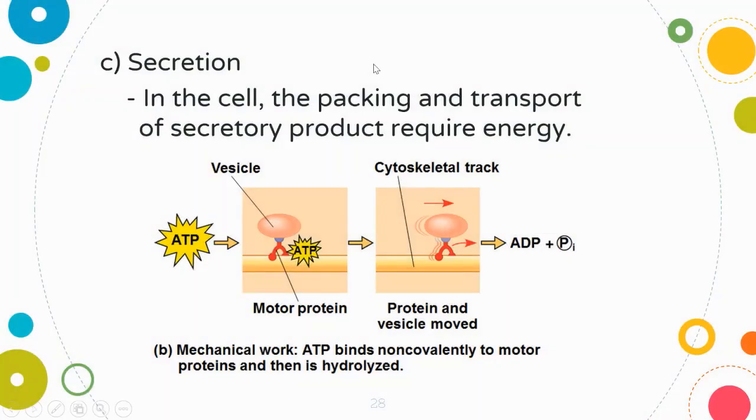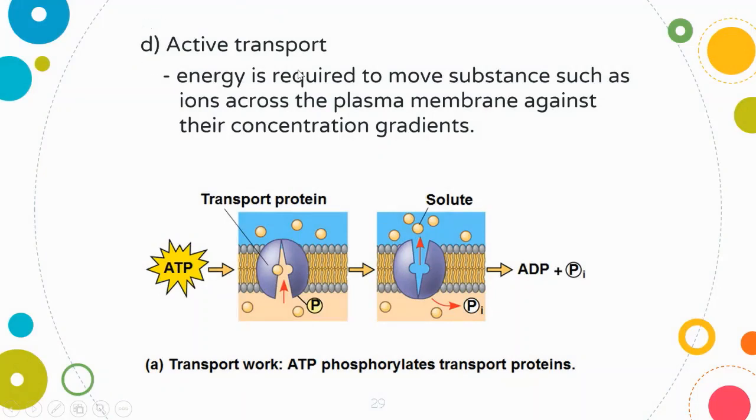Third, secretion. Secretion is one type of mechanical work. So in the cell, the packing and transport of secretory products or the secretory vesicles need energy. Fourth, active transport. Active transport is one type of transport work. So some of the ions or substances cannot cross the plasma membrane. So active transport needs energy to move the substance across the plasma membrane against their concentration gradient.